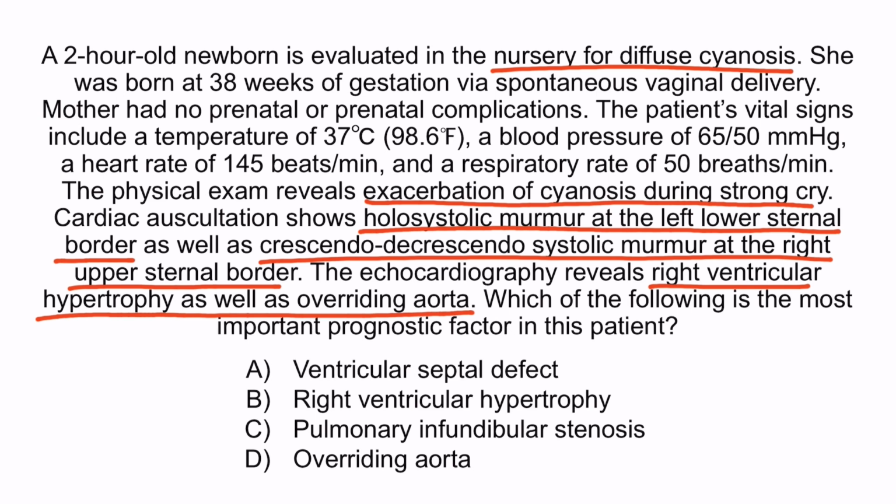The most important prognostic factor for Tetralogy of Fallot is the degree of pulmonary infundibular stenosis. In other words, the more stenotic the right ventricular outflow tract is, the less oxygenation occurs in the lungs, which in turn leads to increased risk of death. Therefore, the correct answer is option C.